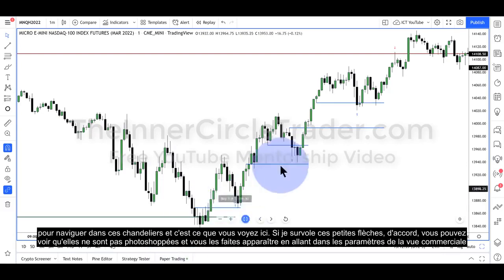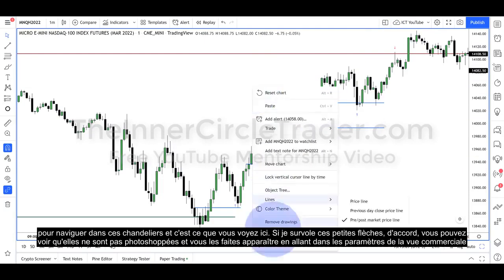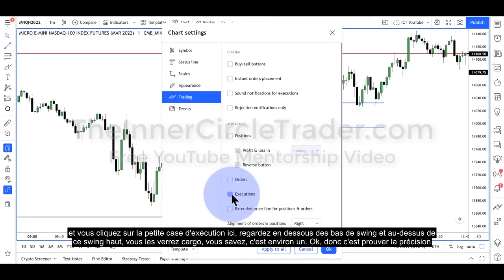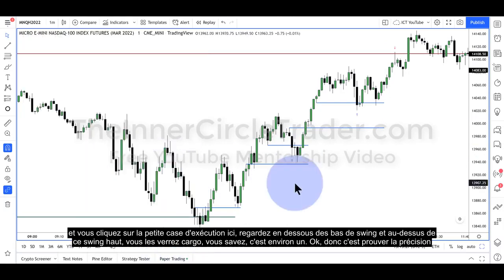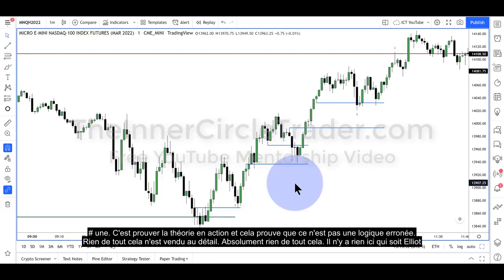If I hover over top of these little arrows, you can see that they're not photoshopped, and you make them appear by going into the TradingView settings and clicking the little execution box here. Watch below the swing lows and above that swing high. You'll see them toggle on and off, toggle on and off. So this is proving precision, number one. It's proving theory in action, and it's proving that it's not flawed logic.